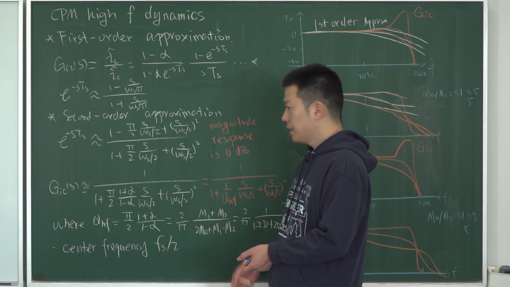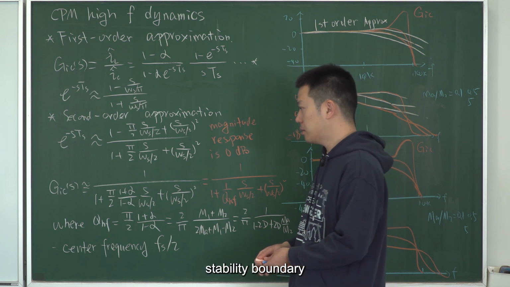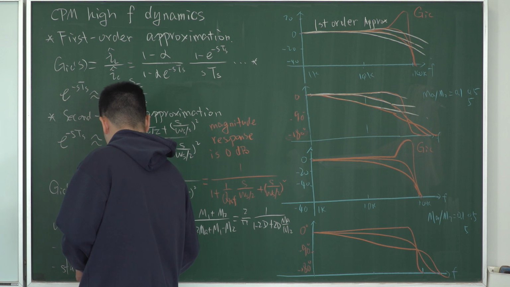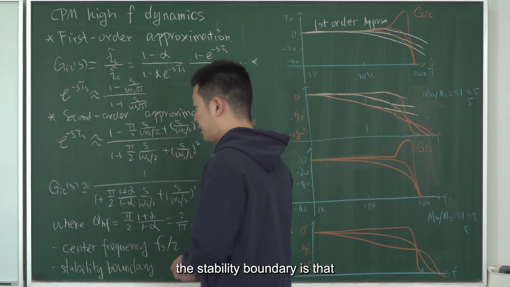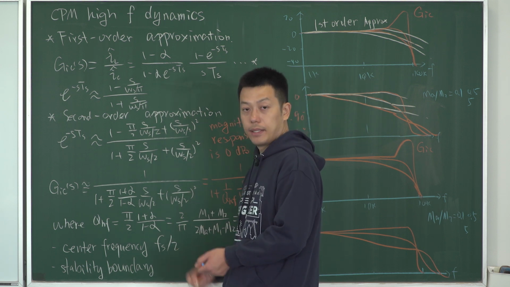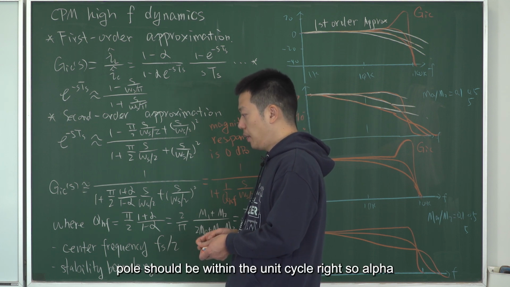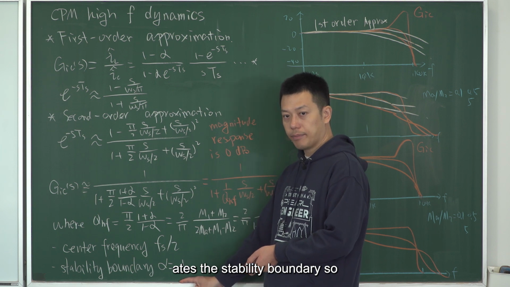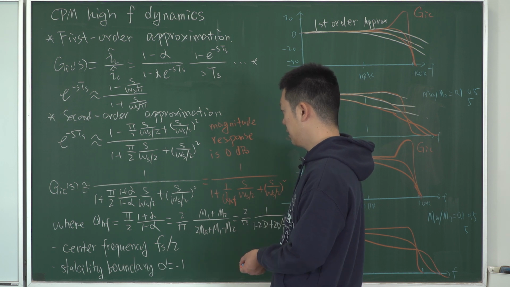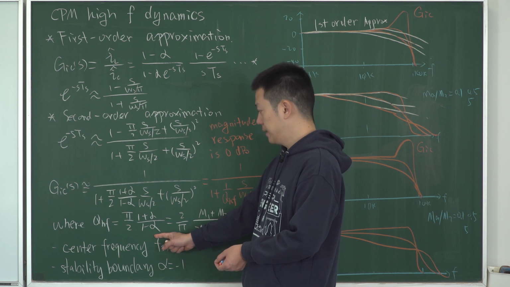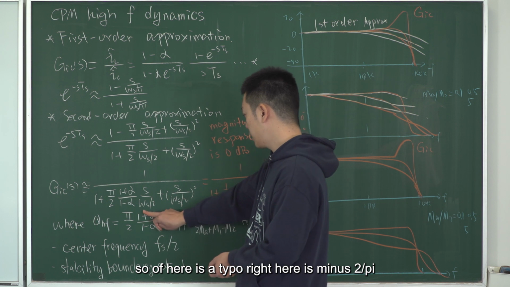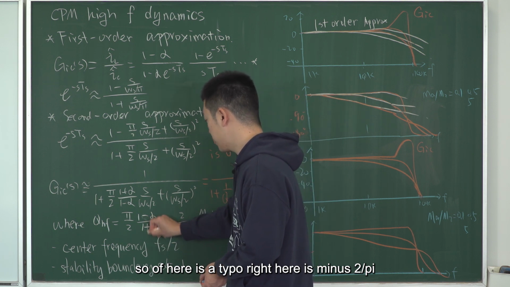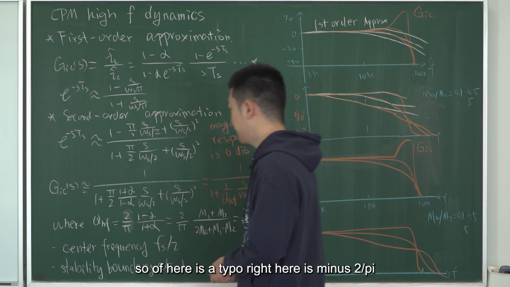And also, we can check the stability boundary. As we previously discussed, the pole should be within the unit circle. So if alpha equals -1, this indicates the stability boundary. If alpha equals -1, you will see that the Q high frequency will approach infinity. So here is a typo: here it should be 2 over pi.